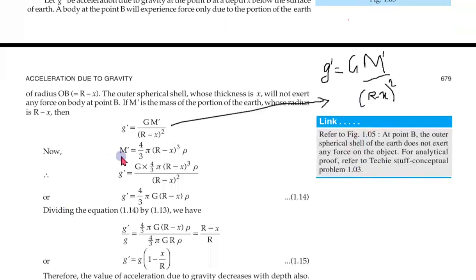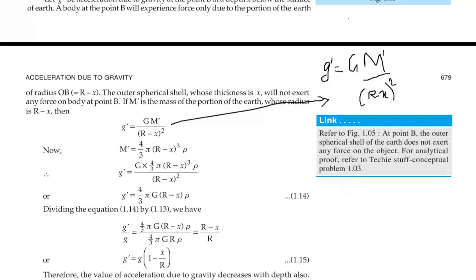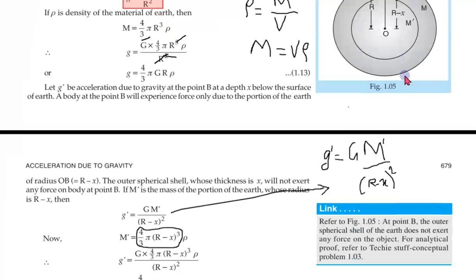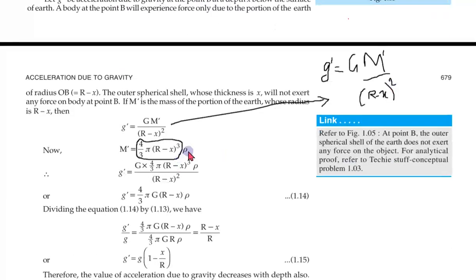What would be the value of M dash? M dash is mass by volume, the volume of the smaller sphere of radius r minus x. The density is the same. So I can put the value of M dash here. G dash equals G times M dash, over the distance square, which is r minus x square.